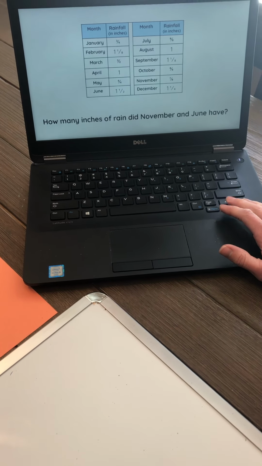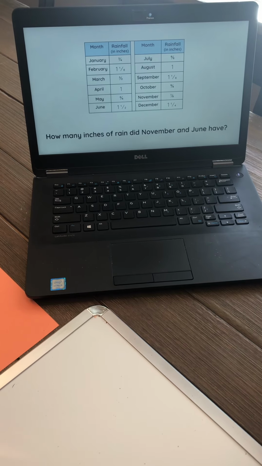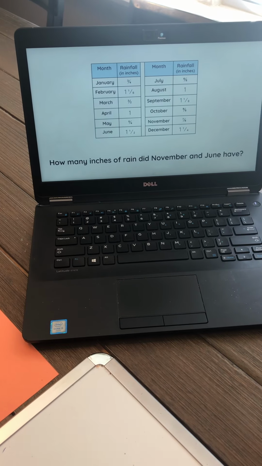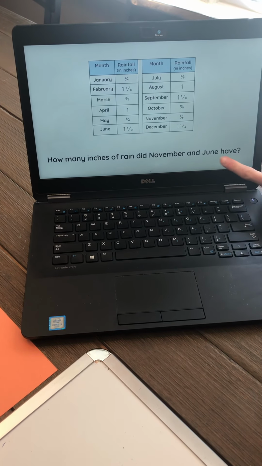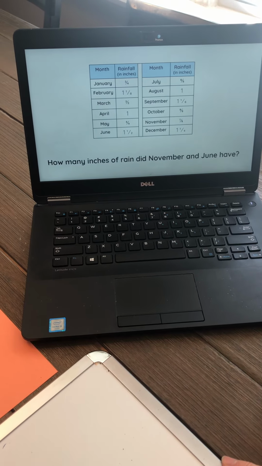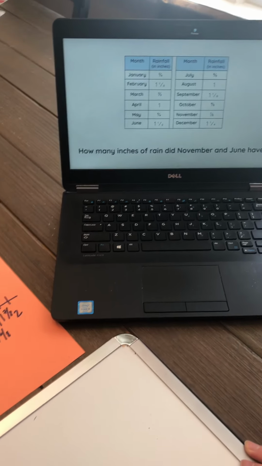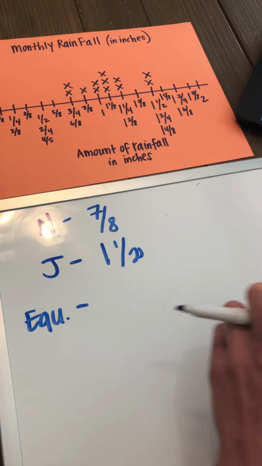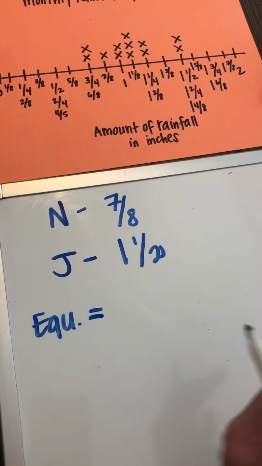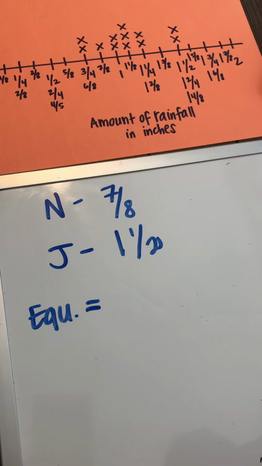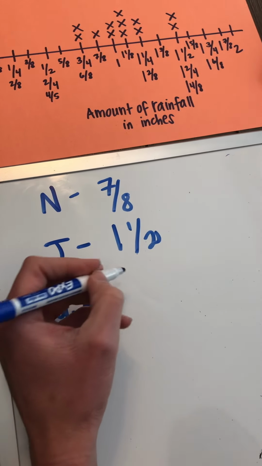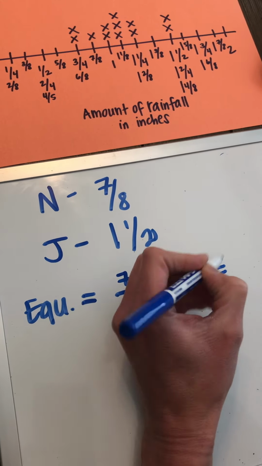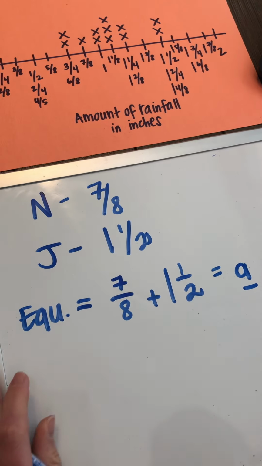Here's our last problem. How many inches of rain did November and June have? So I'm looking at November. November had 7/8 of an inch. June had 1 1/2 inches. So if I come down here, again, looking at my equation, I know that I'm going to have to combine these. Addition means to combine them, and I'm trying to figure out how many inches of rain November and June have together. So I'm going to have to add 7/8 plus 1 1/2 to get my answer. I'm going to put A again there for my variable.